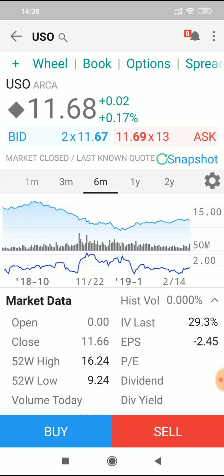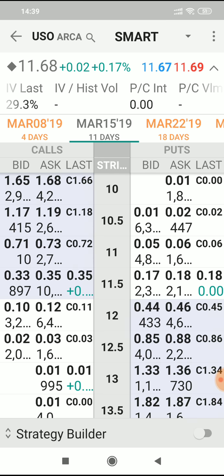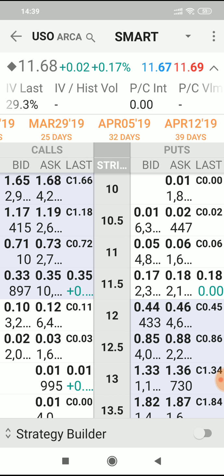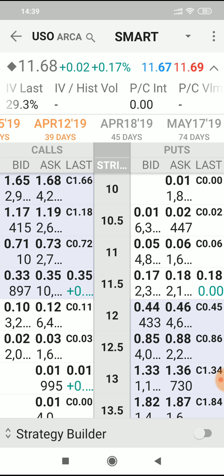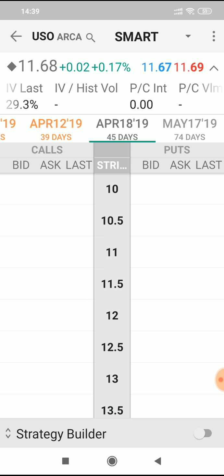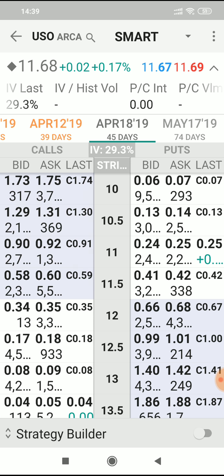So I'm going to sell a cash secured put with USO trading at 11.68. I'm looking at strike prices below that. But first I'm going to choose the expiration, typically between 40 and 50 days, far enough in the future to collect some reasonable premium, but not so far that it becomes really unpredictable.